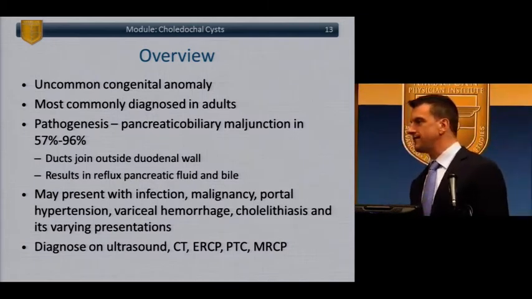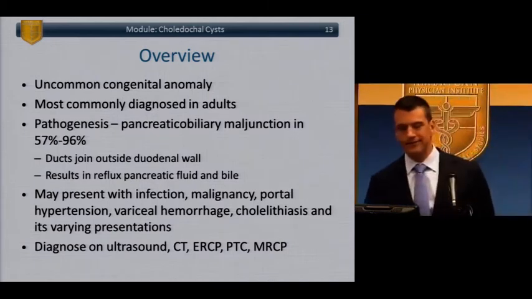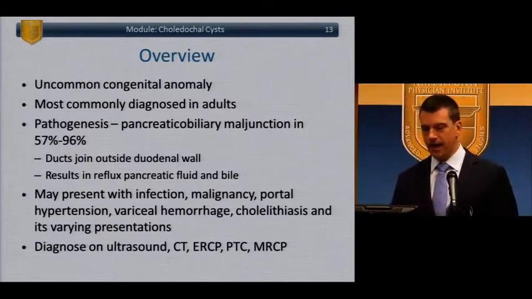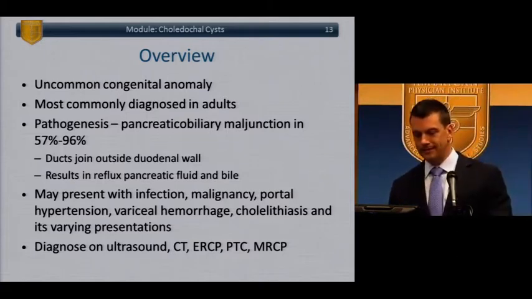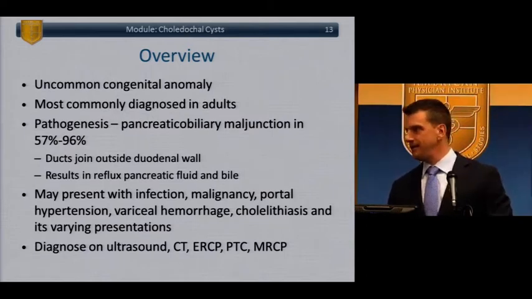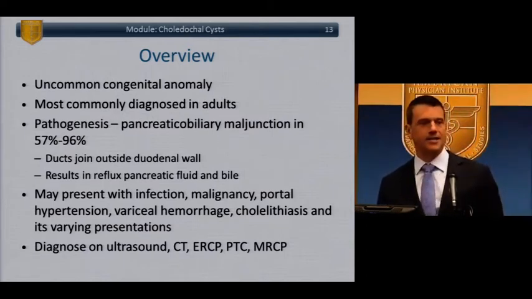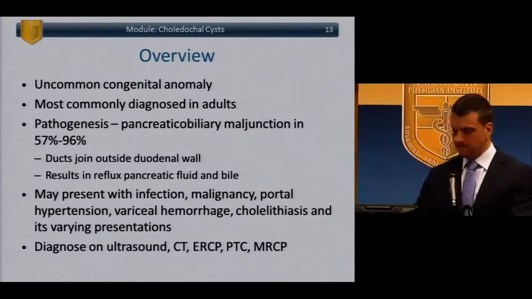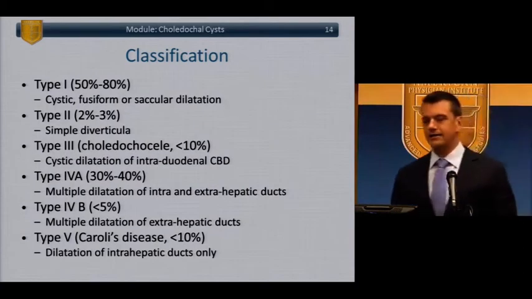They may present in a variety of ways. This includes infection, malignancy, portal hypertension, variceal hemorrhage, cholelithiasis, and other varying presentations. It can be diagnosed on ultrasound, CT, ERCP, PTC, MRCP. You can kind of take your pick to look at these. They're classified into basically 5 types.